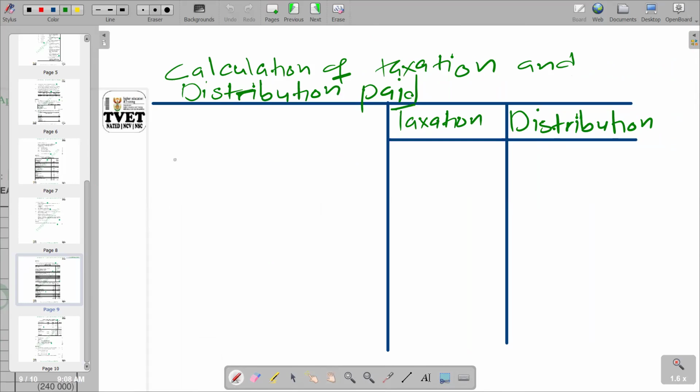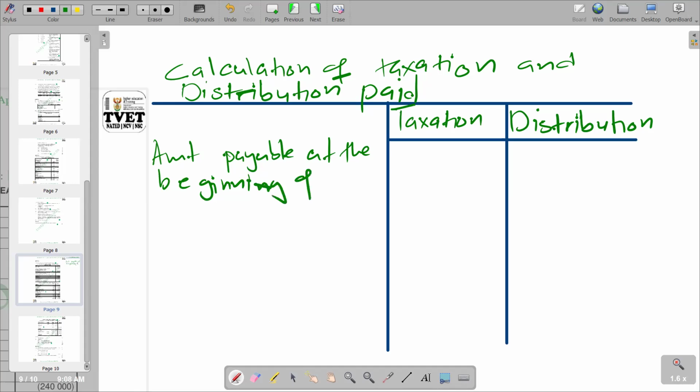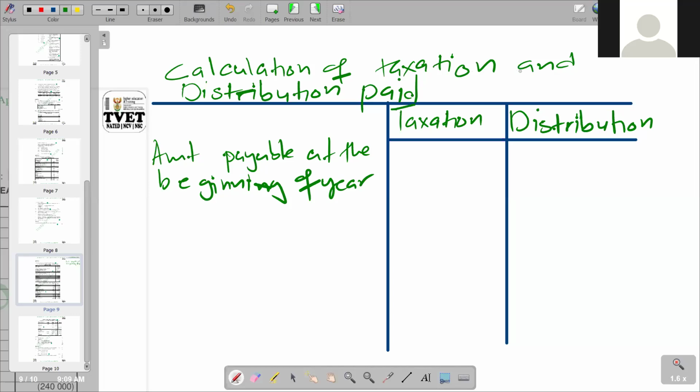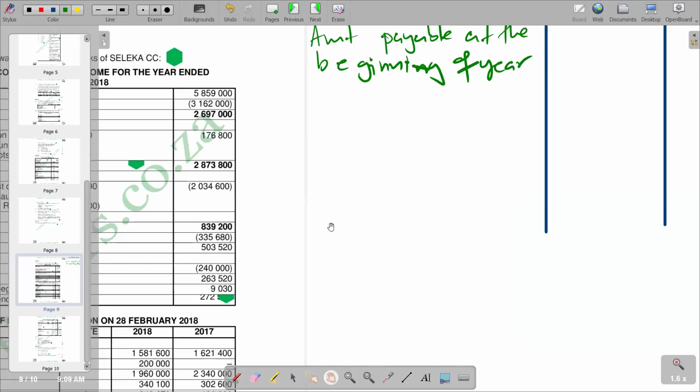So we are going to start with amounts payable at the beginning of the year. So here we are going to have the amount payable at the beginning of the year. We are just going to the question and trying to see what figures we have in terms of amount payable at the beginning of the year. So you can just try to refer back.